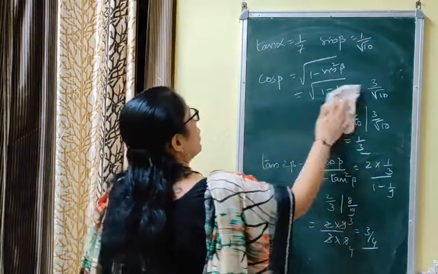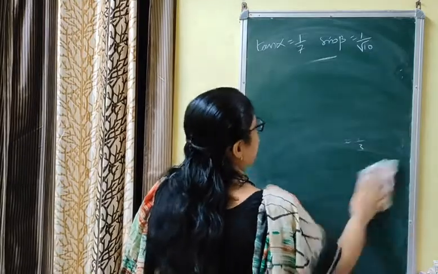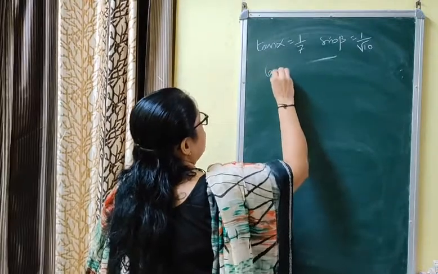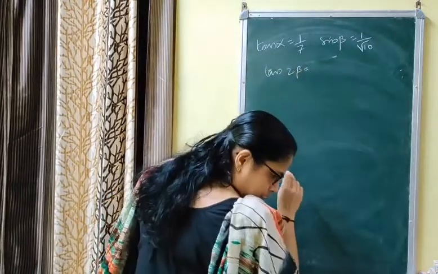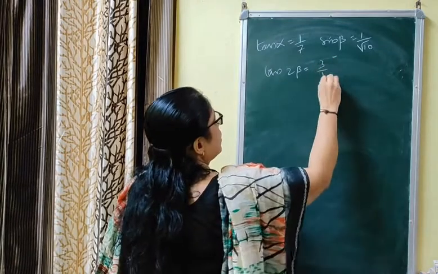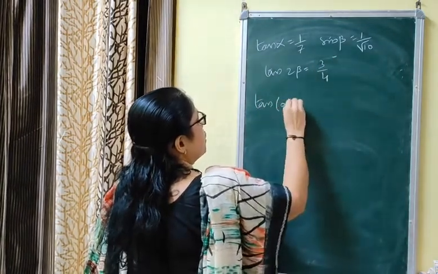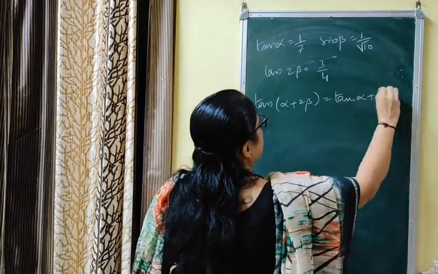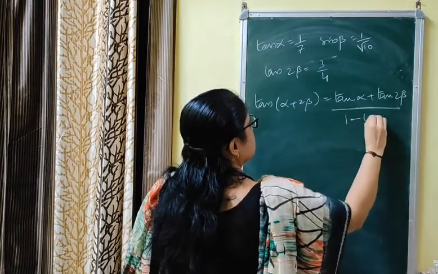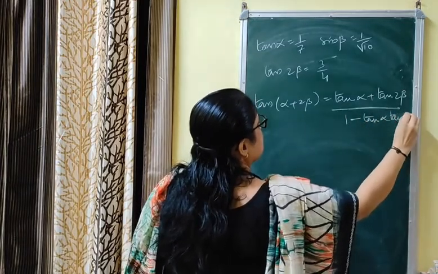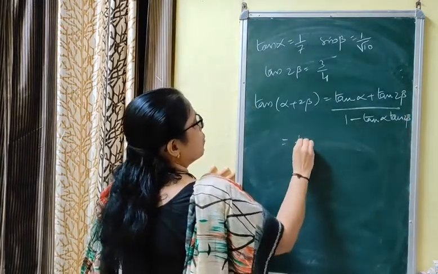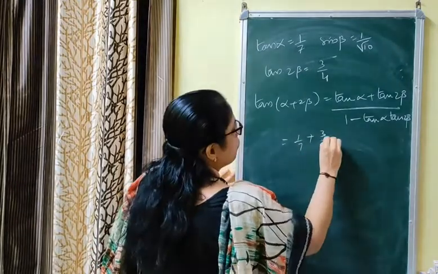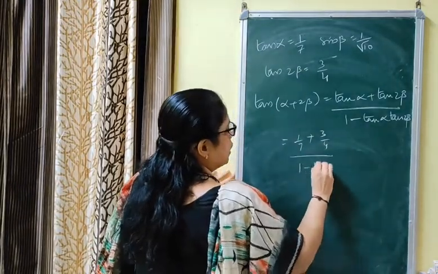Now you have to find the value of tan of alpha plus 2 beta. We have found the value of tan 2 beta, and tan alpha you are given. Tan 2 beta we found as 3 by 4. For convenience, I am writing here. Now tan of alpha plus 2 beta is equal to tan alpha plus tan 2 beta upon 1 minus tan alpha tan 2 beta, using the formula tan a plus b. Tan alpha is 1 by 7. Tan 2 beta that we found is 3 by 4, upon 1 minus 1 by 7 into 3 by 4.